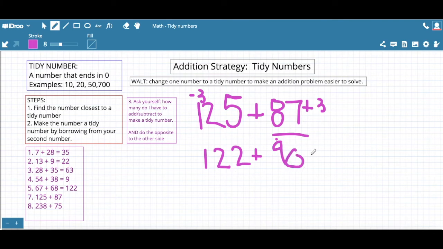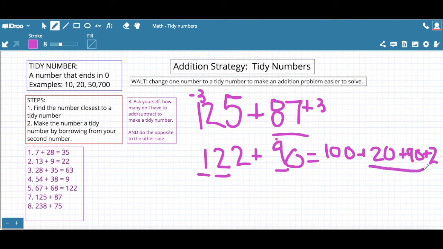So, now what we have to do is go through and add our hundreds, tens and ones. First up, we've got 100. Then we have to add our tens, 20 plus 90. Then we have to add our ones, which is 2. Okay, so first we're going to add our tens. What is 20 plus 90?